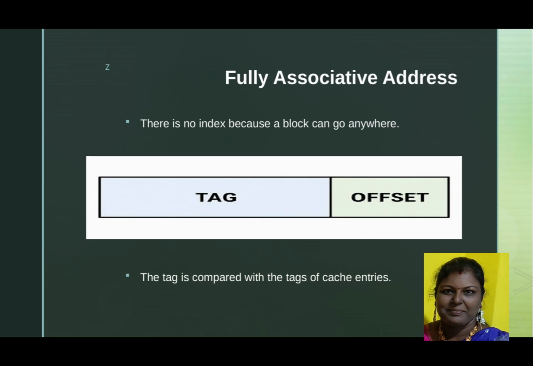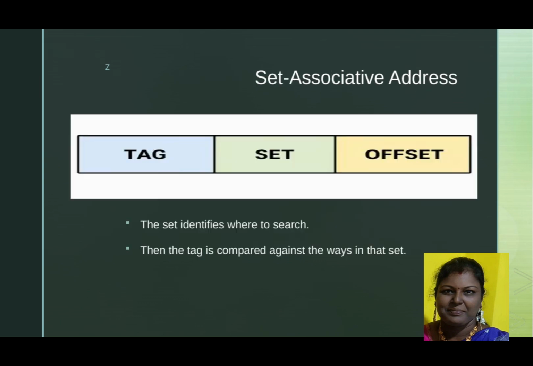Here, we're looking at how the set helps narrow down where to search. First, the set tells us which group of locations to focus on. Then, within that group, the tag is compared against the stored entries to find a match. This method, called set associative addressing, balances speed and flexibility by limiting the search to a smaller, manageable subset rather than the entire memory. It's a smart way to keep things efficient.